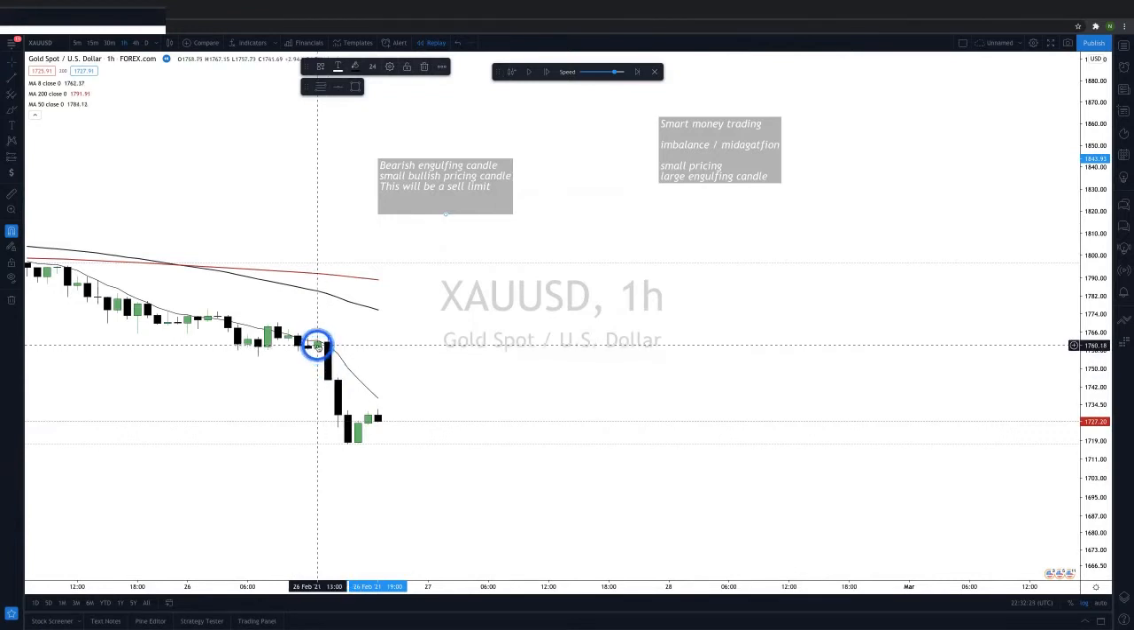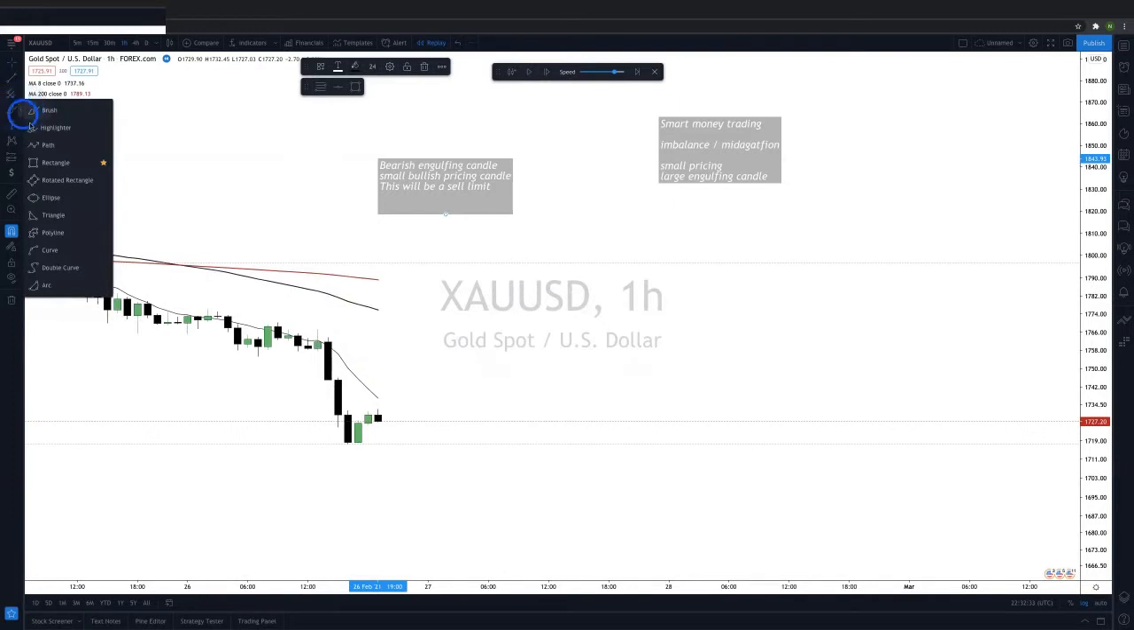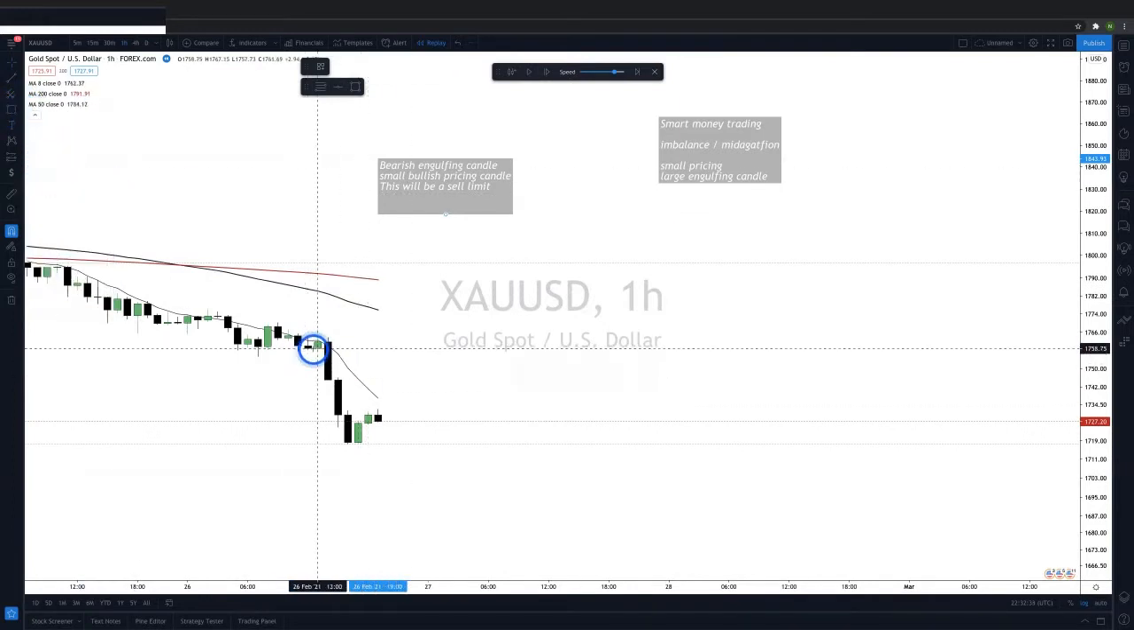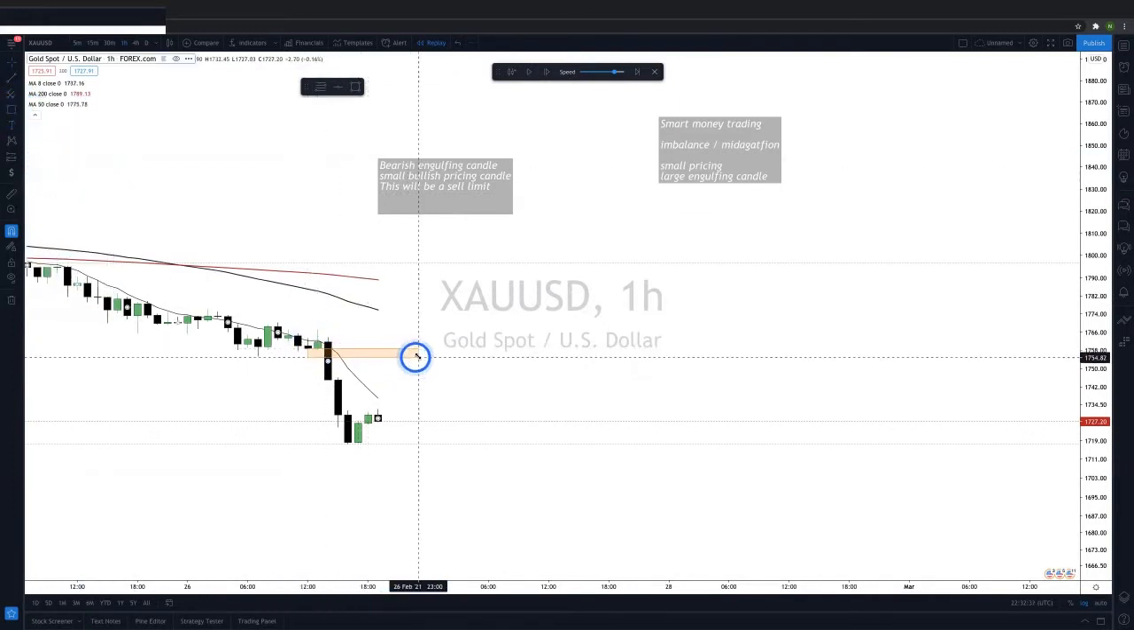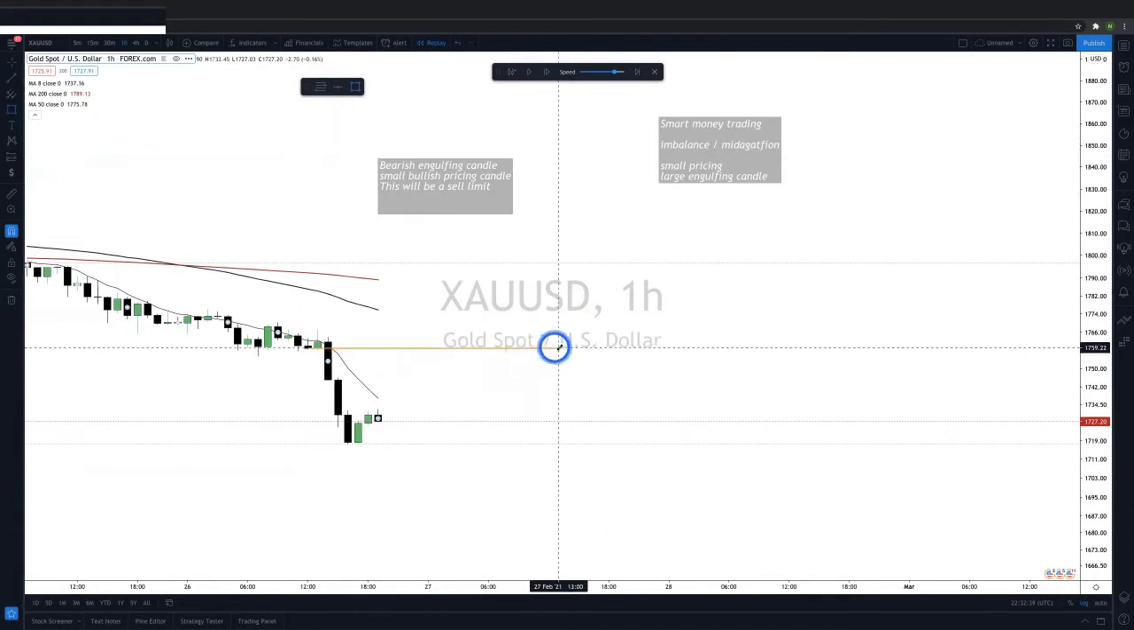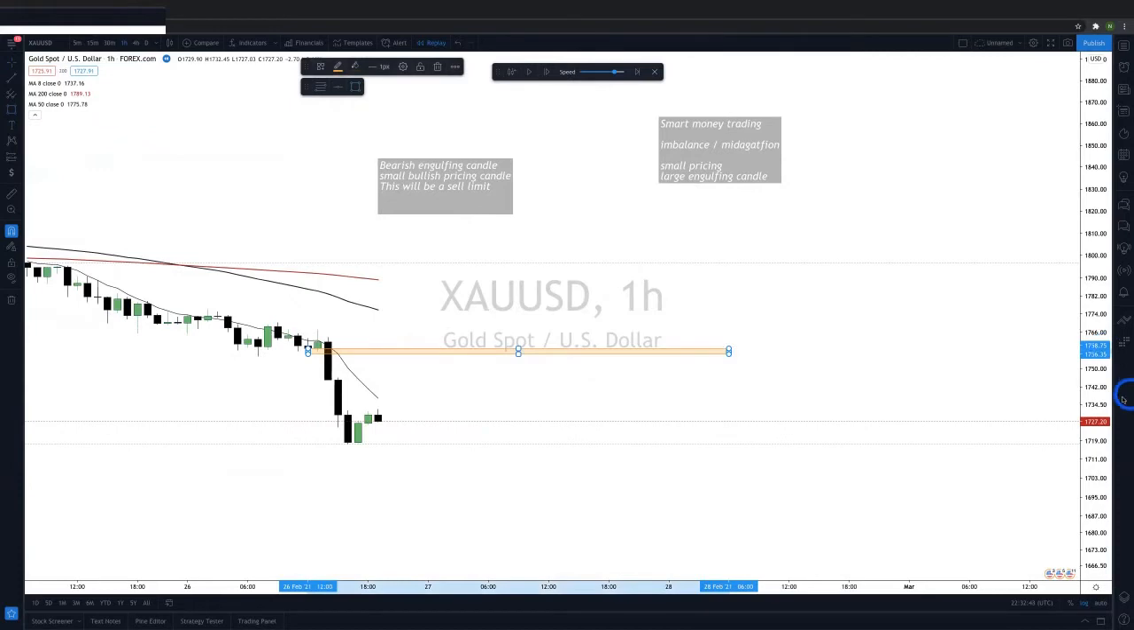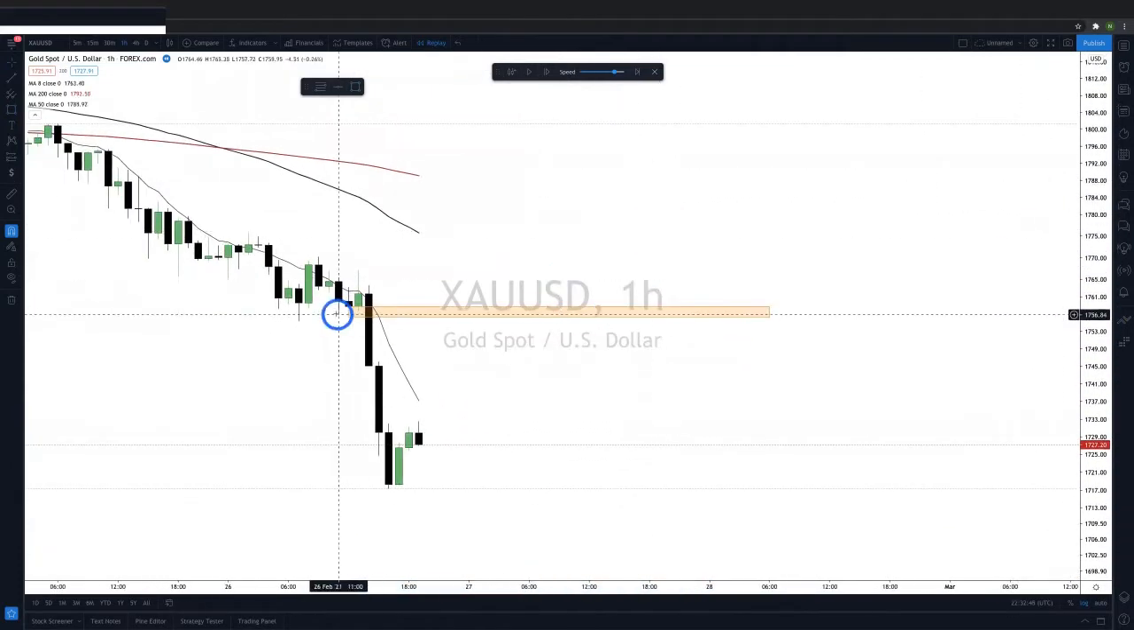So you will always see the bullish candle first before you see the bearish engulfing candle, and this is what creates mitigation. So what it is pretty much is a zone right here on the opening of that piercing candle. So the opening of that piercing candle is going to be a zone.